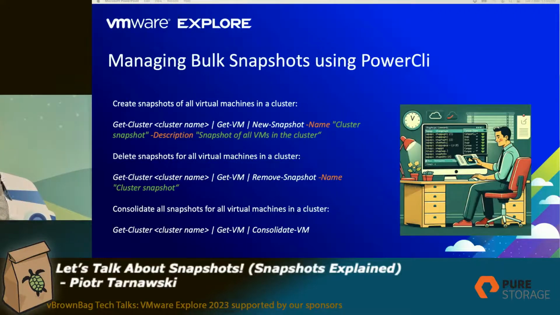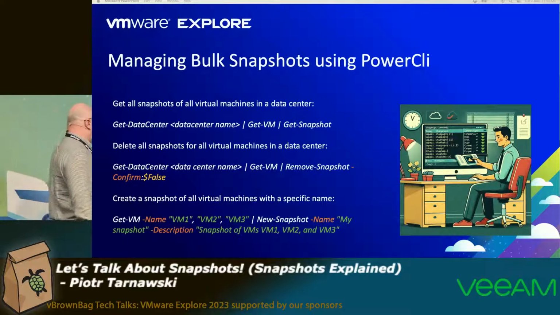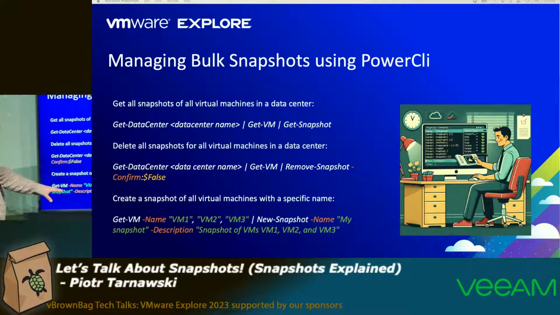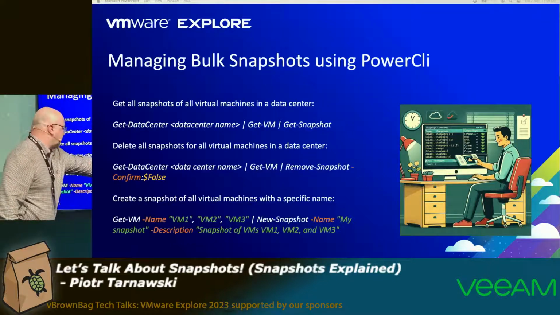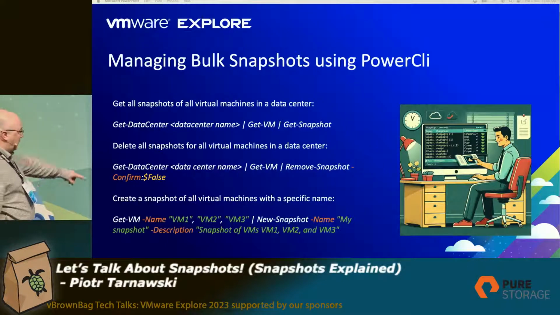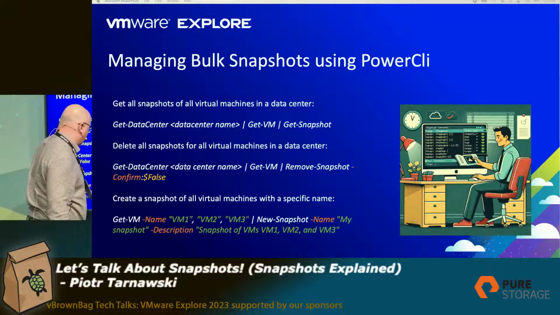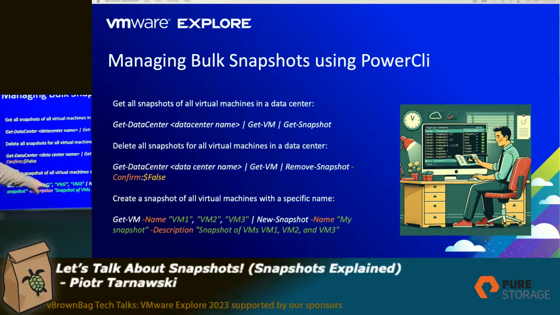I want to show you something. If you create something like this, get VM name 123, new snapshot, you create a bulk snapshot and the description. The snapshot will be created for virtual machine 123, but all of them will be called my snapshot, and all of them will have the same description.